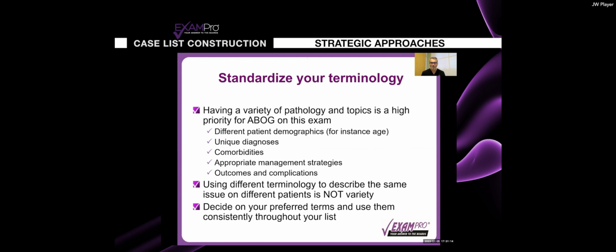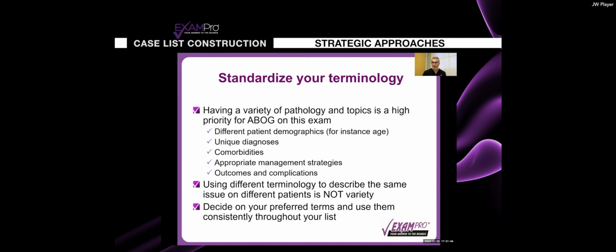First of all, standardize your terminology. Having a variety of pathology and topics is a high priority for ABOG on this exam. You can't really take the exam if all you do is tubal sterilizations and you don't do any other surgery and you don't do any other OB or office, but none of us are doing only one thing. With this in mind, what makes your list interesting and comprehensive is different patient demographics, like different ages of patients.